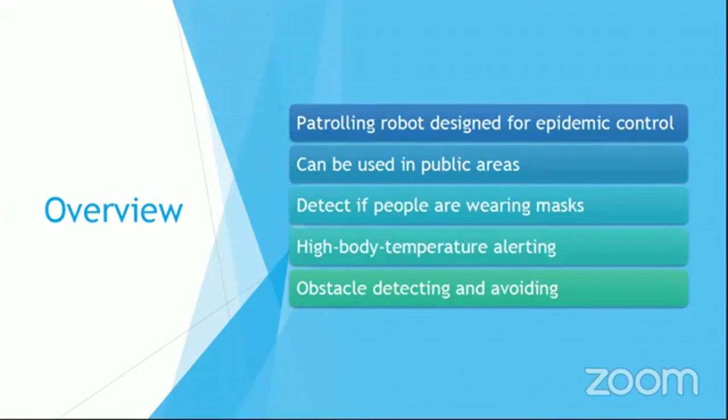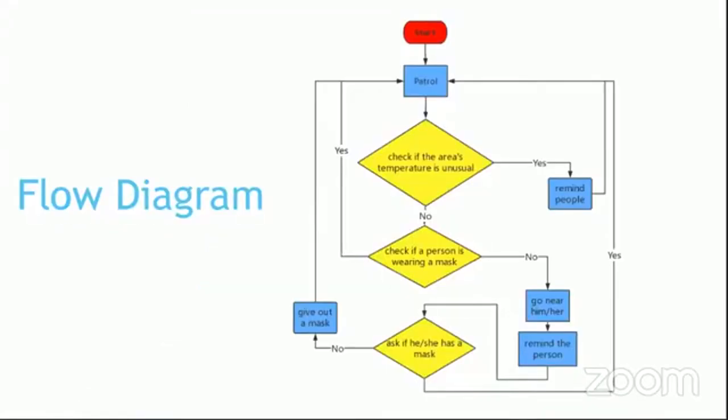While patrolling the area, the robot will scan for the areas with high temperatures and remind the people that someone's temperature is above the normal level. The robot also uses its laser sensor to detect obstacles and avoid bumping into them. This is the flow diagram of the whole process.